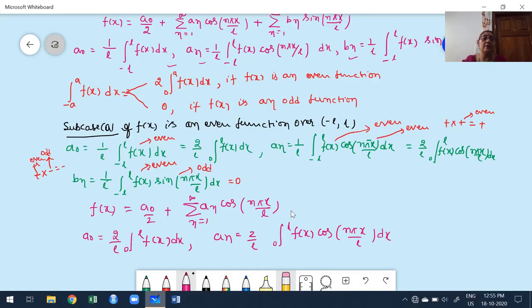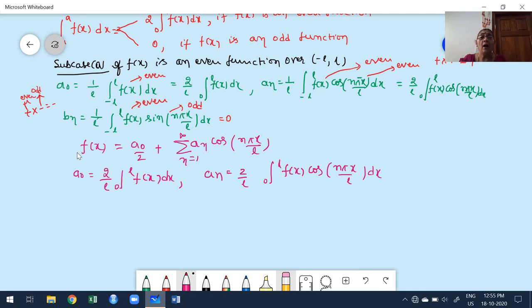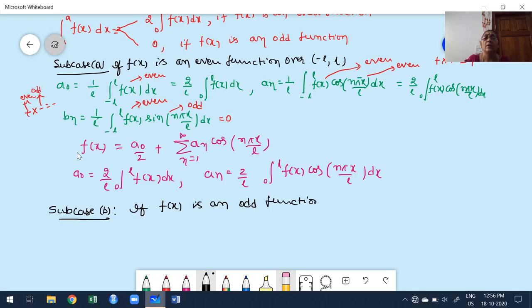Now move to the next subcase. What is the subcase? Suppose f of x is an odd function in the interval minus L to plus L. Subcase B: if f of x is an odd function over minus L to plus L.